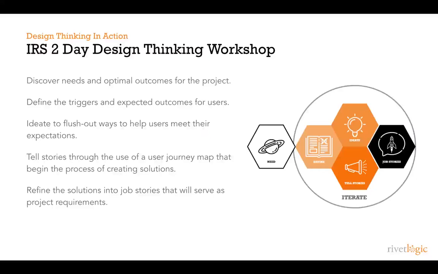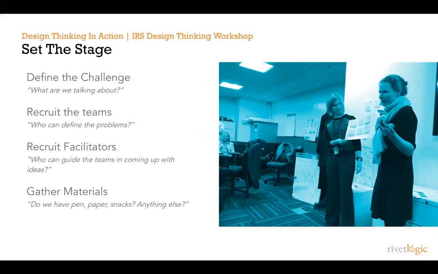So day one, or before I even got started, I had to set the stage. I had to help them define the challenge, what exactly they were talking about, and recruit teams. We had four different teams of 4 to 5 people in each team. Each team could work on a different facet of the process or work on the same facet but come up with completely different ideas. I then had to also work on recruiting facilitators to help in each of those groups, because each group is made up of IRS employees with an embedded UX designer to help guide them and guide their ideas as they came up with them. And gather all the materials, pen, paper, snacks, everything you need so that people didn't have to be leaving. For example, with the storyboards, I printed out storyboard sheets for them, everything ready to go so that we could focus on the tasks at hand.